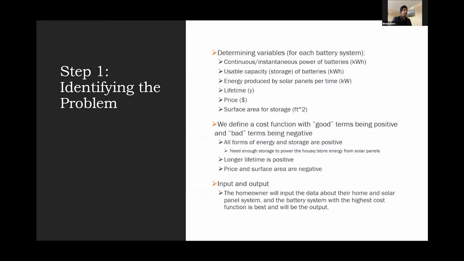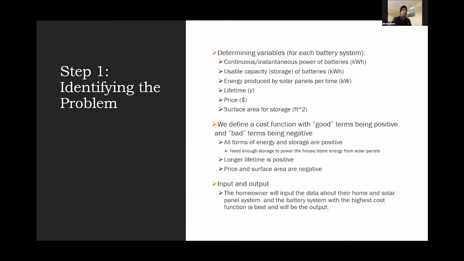So for our step one, we decided to identify a bunch of variables that would probably go into this calculation. First of all, we had a bunch of variables that contribute to the battery, for example, the instantaneous and continuous power, as well as the storage of the batteries. This is, for example, how much power the battery can let out over a certain period of time, and how much storage it has in total. And we also wanted to know how much energy is produced by the solar panel. And so all these factors would make sense to contribute in some way to which battery system is optimal.